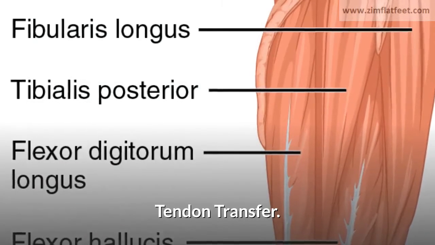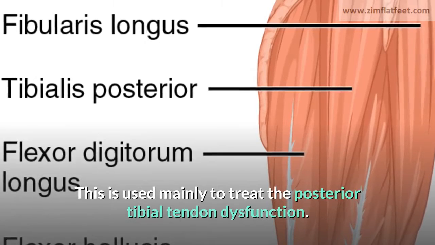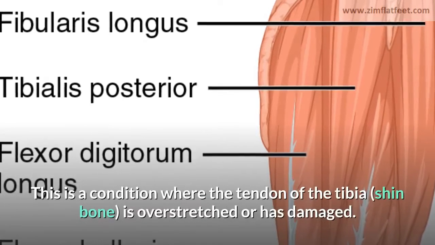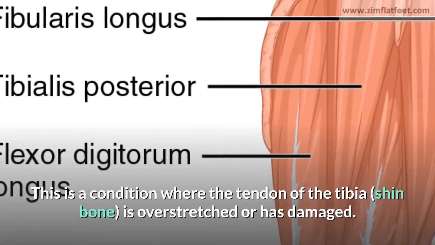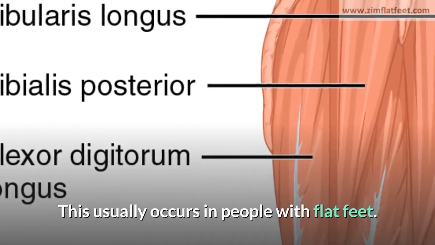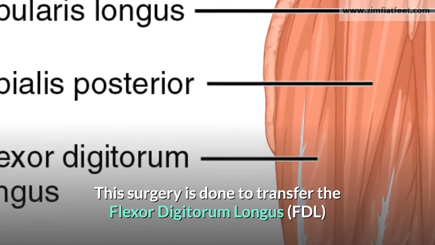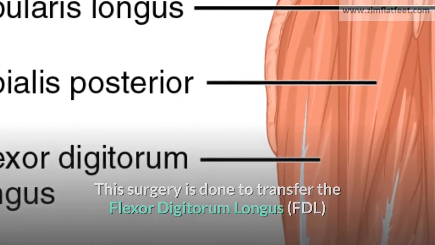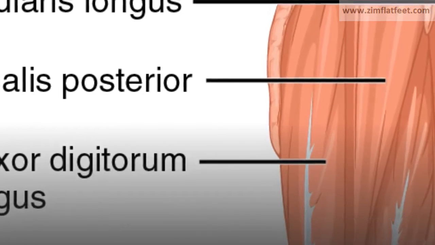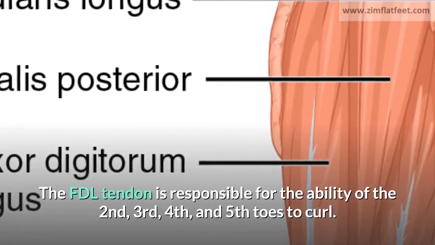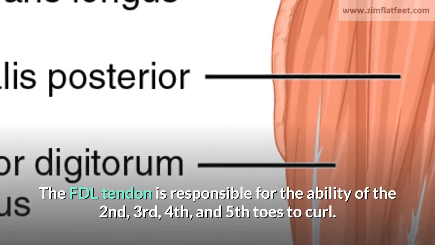Tendon transfer. This is used mainly to treat the posterior tibial tendon dysfunction. This is a condition where the tendon of the tibia shin bone is overstretched or damaged. This usually occurs in people with flat feet. This surgery is done to transfer the flexor digitorum longus (FDL) tendon to the position of the posterior tibial tendon. The FDL tendon is responsible for the ability of the second, third, fourth, and fifth toes to curl.